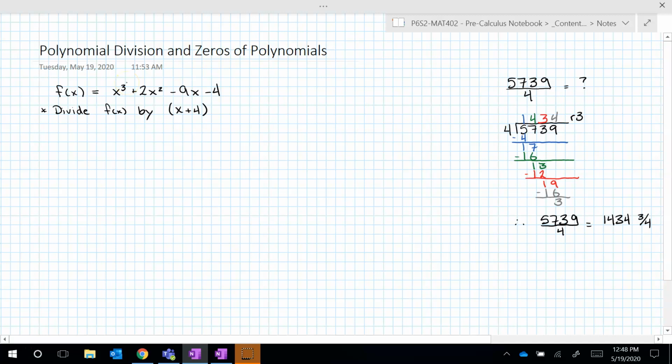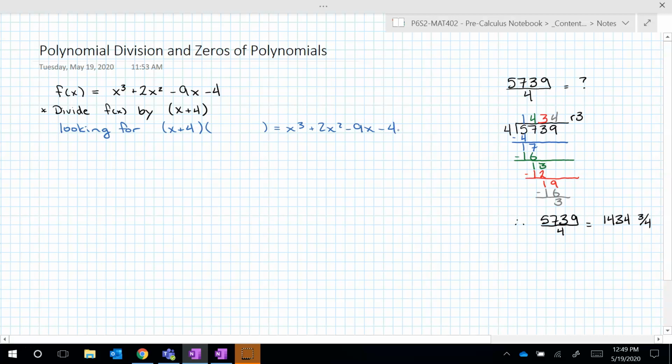So we're going to do a little practice with division of polynomials. We're going to say, I want to take this cubic polynomial and divide it by x plus 4. What I'm really looking for is the quantity that I would have to multiply x plus 4 by to give me x cubed plus 2x squared minus 9x minus 4. That's the process that I'm trying to do when I do division.